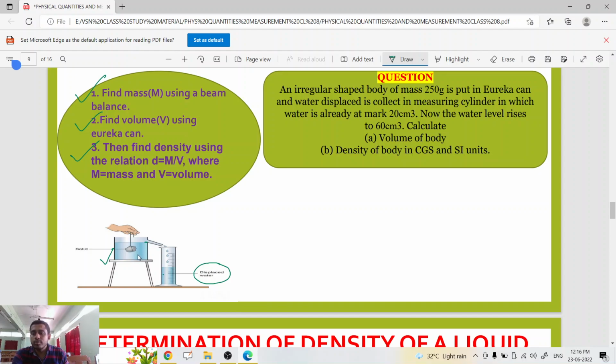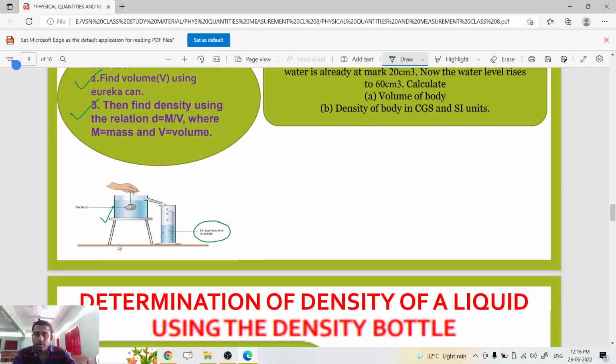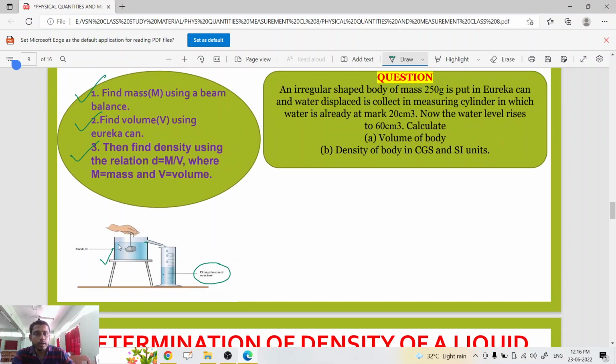In this way we can easily find out the volume of the irregular shaped body, and we easily find the mass of the body with the help of a beam balance. Then we use the relation density equals m by v, and we can easily find the density. So this is the application of the eureka can. In this way you can find volume with the help of a eureka can.